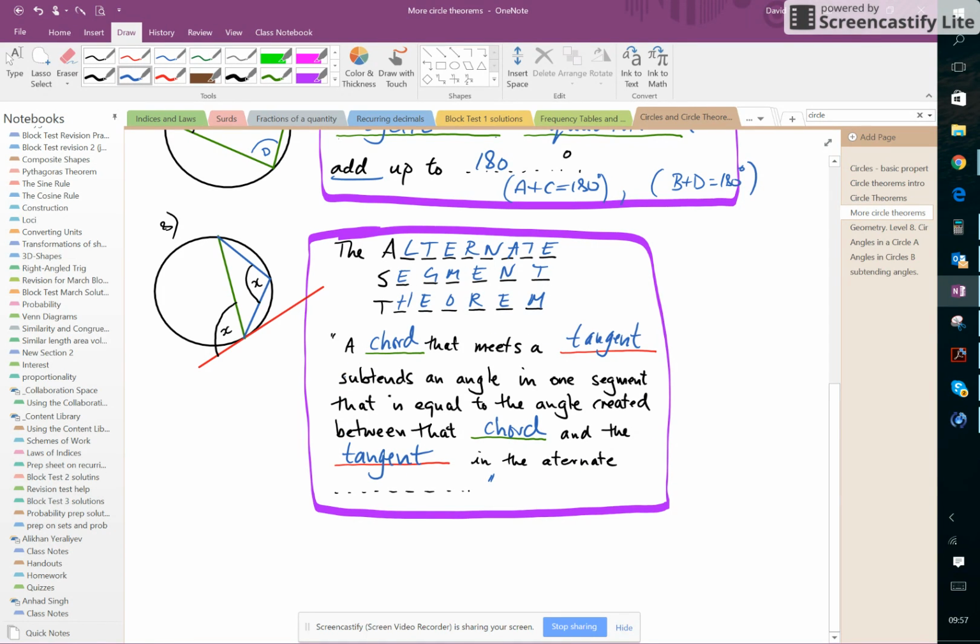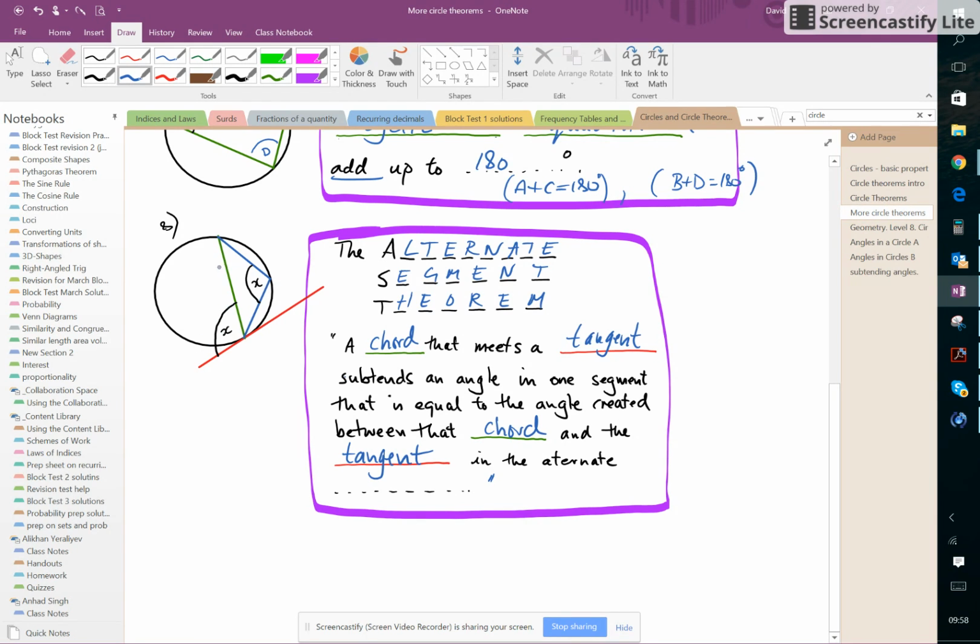Let's read it. A chord that meets a tangent subtends an angle. So the chord is subtending an angle. So here we go, it's subtending this angle here, this angle called x. A chord meets a tangent, the chord subtends an angle in one segment. So this is the segment that it's subtending it in, is equal to the angle created between the chord and the tangent in the alternate segment. In other words, not the segment that we did before, the other segment, the alternate one.